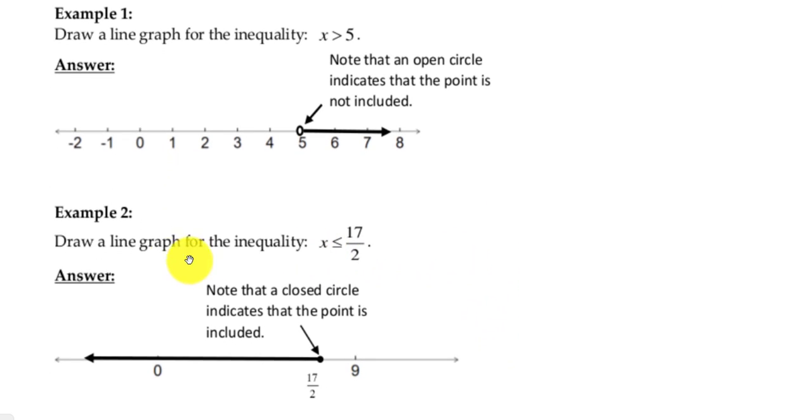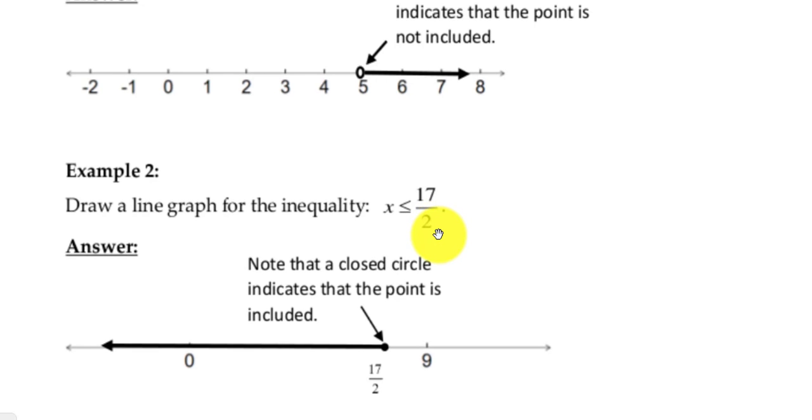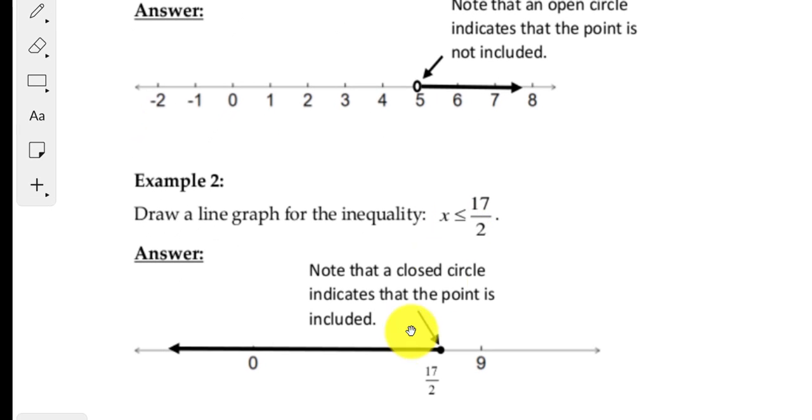If you look at example 2, it says x is less than or equal to 17 over 2, or 17 halves. So if we identify 17 over 2, which is about 8.5, right? If I divide 17 by 2, I should get 8.5, right? So it's just before the number 9. And notice how we have a closed dot, right? Because there's a line under this inequality symbol, right? The previous example, there was no line. So this was just x is greater than 5. But this is x is less than or equal to, right? The or equal to, we use that because there's a line underneath the inequality sign. Okay?